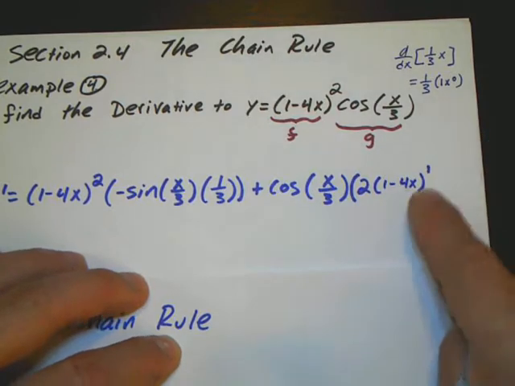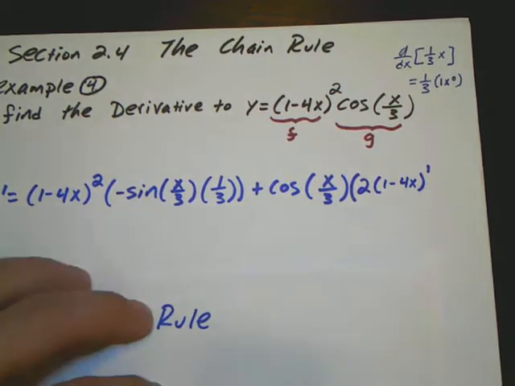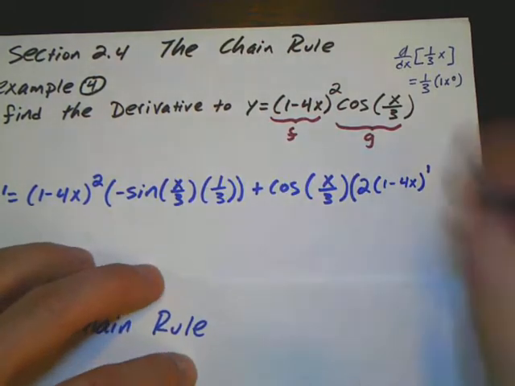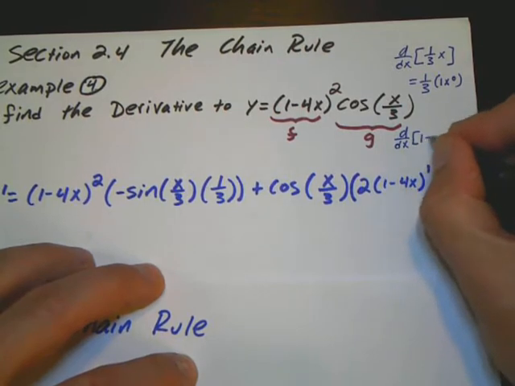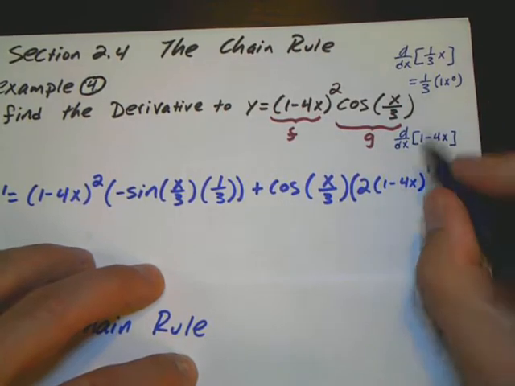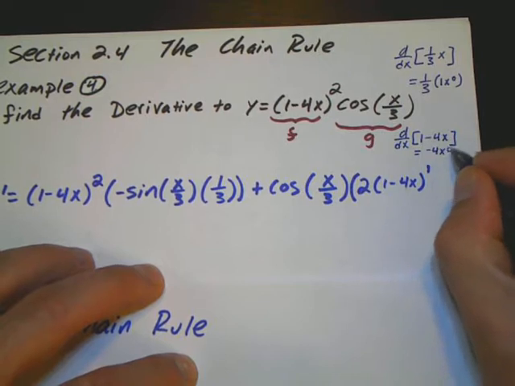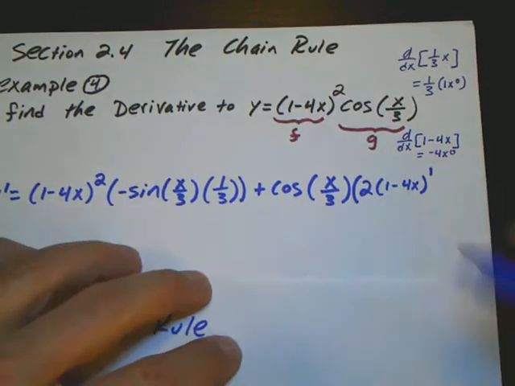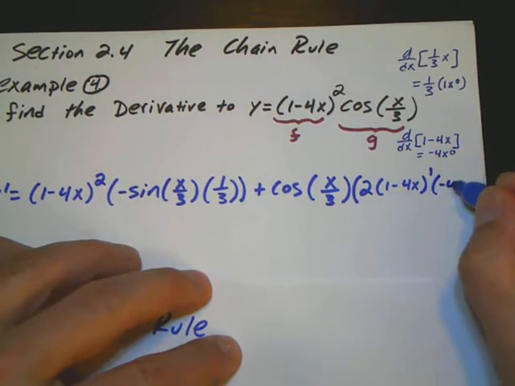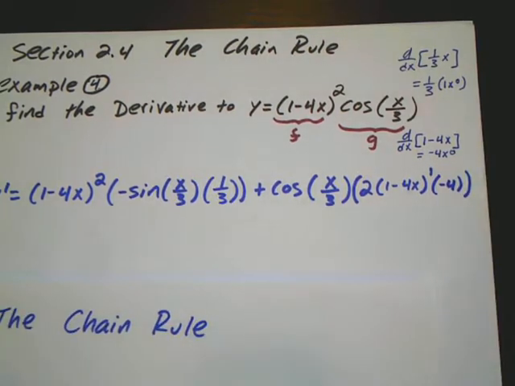Now I have to do the derivative of the inside part. So let me see if I can find some room over here. The derivative of the inside of 1 minus 4x. Well, the derivative of a constant, which is 1, is going to be 0. The derivative of this is going to be negative 4x to the 0. So the derivative of this piece is negative 4. Alright, now it's just a matter of simplifying all this.